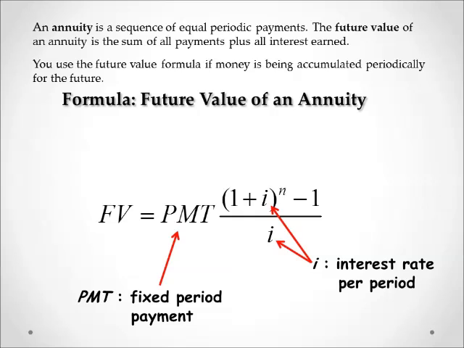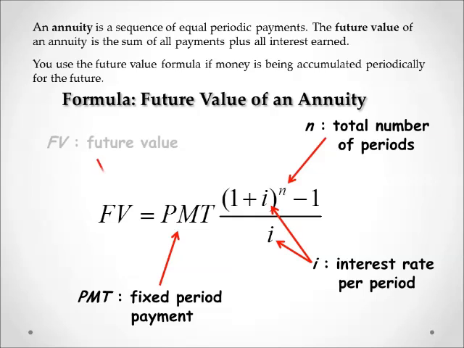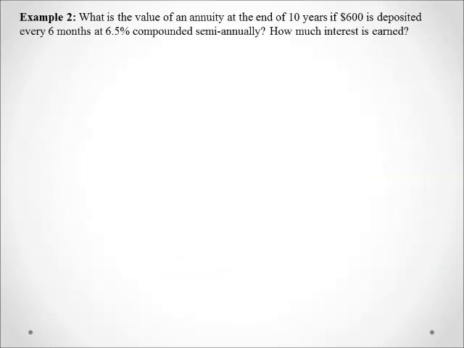PMT stands for the fixed periodic payment. i stands for the interest rate per period, like we had before. n stands for the total number of periods, again like we had before. And FV stands for the future value. So we'll do some problems here. What is the value of an annuity at the end of 10 years if $600 is deposited every 6 months at 6.5% compounded semi-annually? And then we'll answer the question, how much interest is actually earned here?